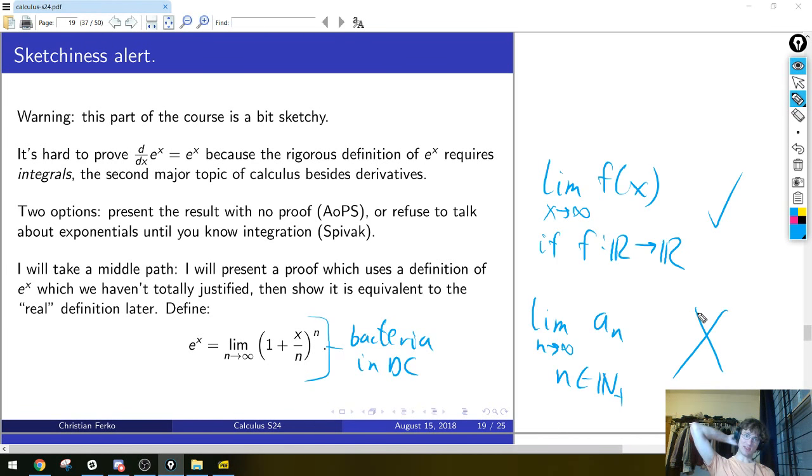Okay, questions on the sketchiness? I do not have any questions. I assume that you're going to need derivatives when you do integrals, and it's kind of catch-22.